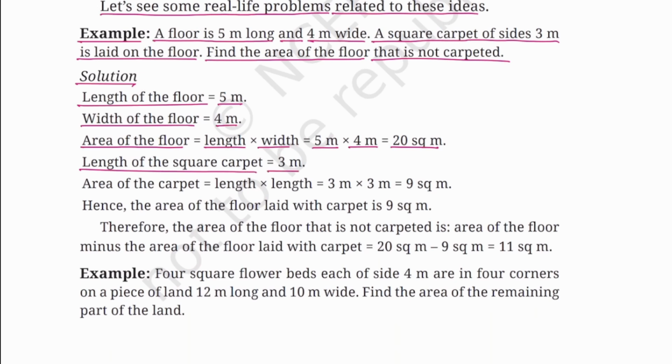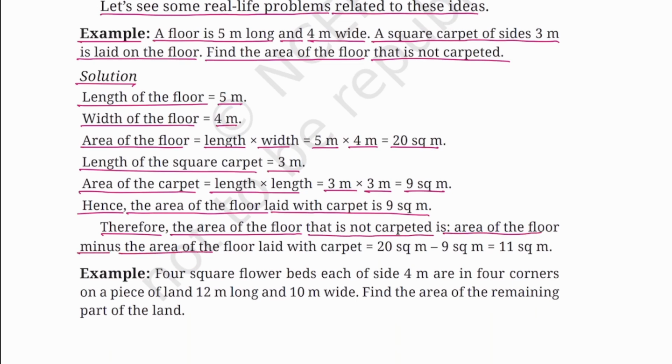Length of the square carpet is equal to 3 meter. Area of the carpet is equal to length into length, 3 meter into 3 meter, 9 square meter. Hence the area of the floor laid with carpet is 9 square meter. Therefore the area of the floor that is not carpeted is area of the floor minus the area of the floor laid with carpet, that is 20 square meter minus 9 square meter is equal to 11 square meter.